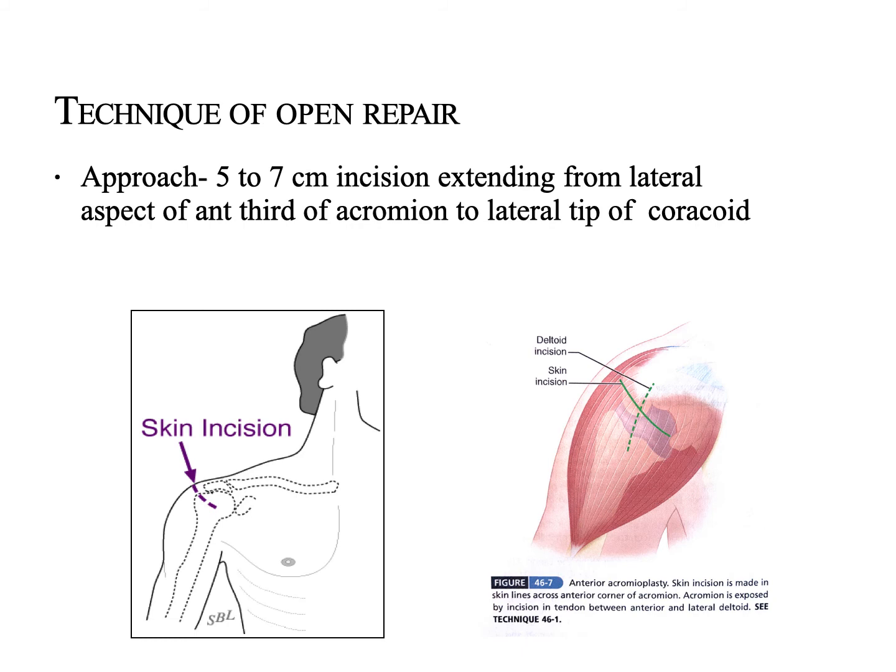Technique of open repair. In this approach, we have to take a 5 to 7 centimeter incision extending from the lateral aspect of the anterior third of the acromion to the lateral tip of the coracoid. As we can see from the image below, for the anterior acromioplasty, the skin incision is made in skin lines across the anterior corner of the acromion, and the acromion is exposed by incision in the tendon between the anterior and lateral deltoid, and the incision on the deltoid is along the muscle fibers.